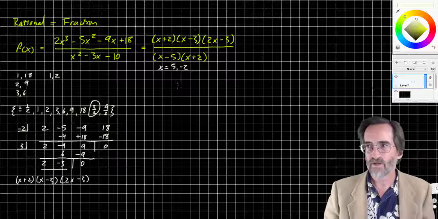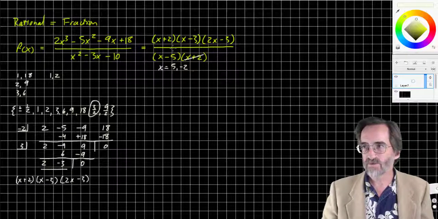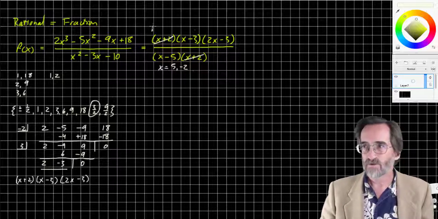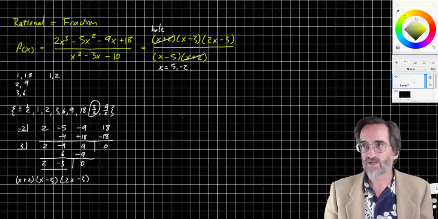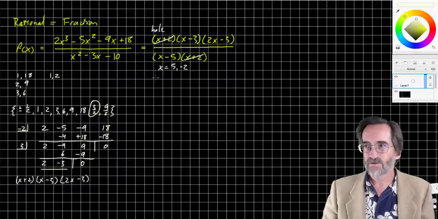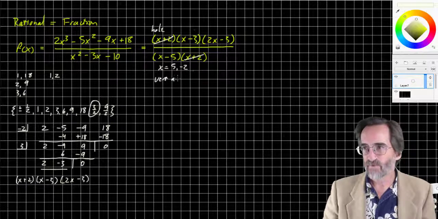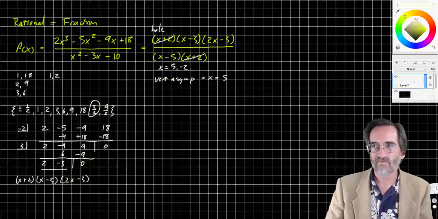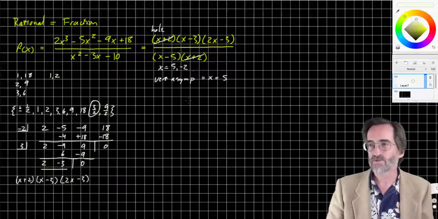However, -2 is a removable discontinuity, so it's a hole. There's a hole, or removable discontinuity, at -2, but not an asymptote. So there's a vertical asymptote at x equals 5, and a hole at x equals -2.